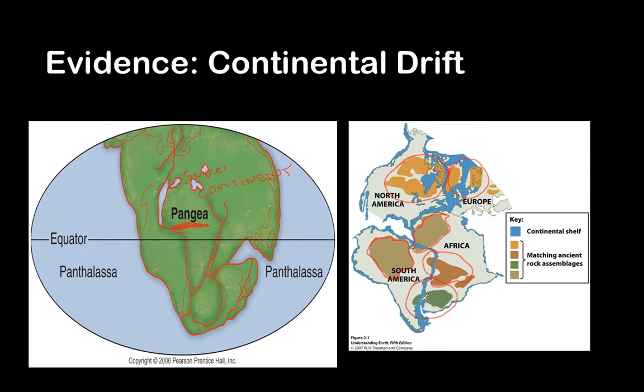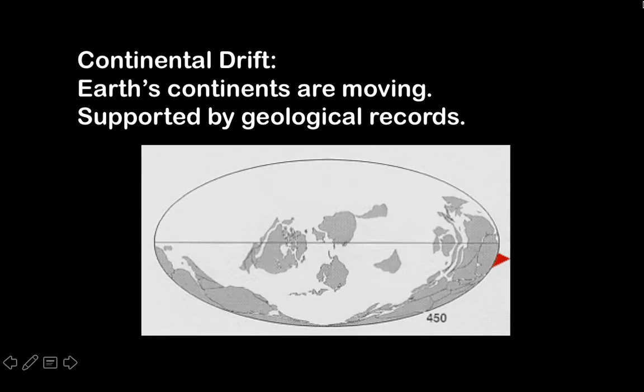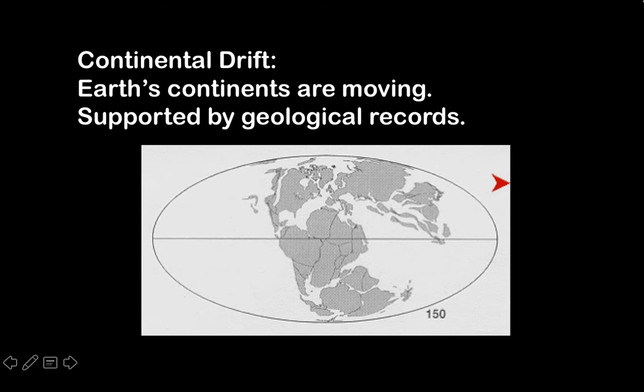Basically, these geological records matched up so perfectly that the scientific community came up with the explanation that at one point all of the continents were connected, and that's what allowed these remarkably similar rock formations on different continents that are now separated by oceans. And so this idea is continental drift. And in your notes, you might say, what is continental drift?